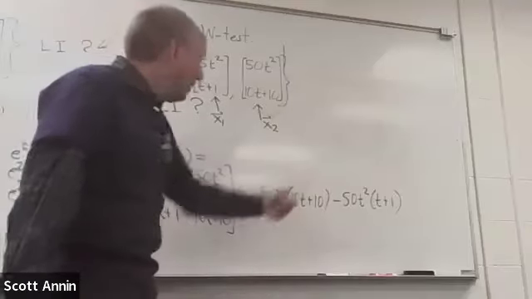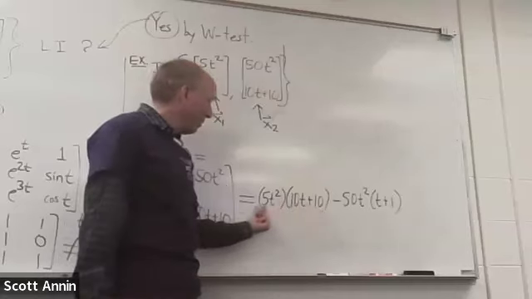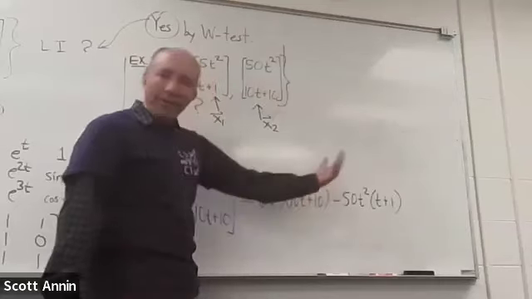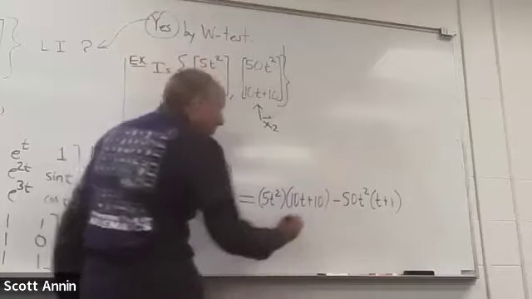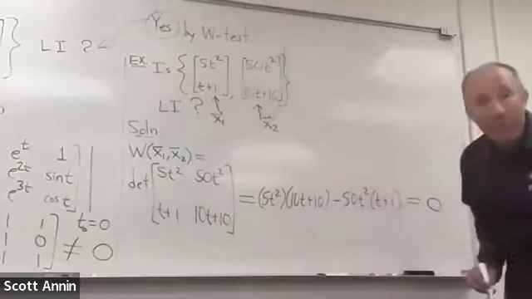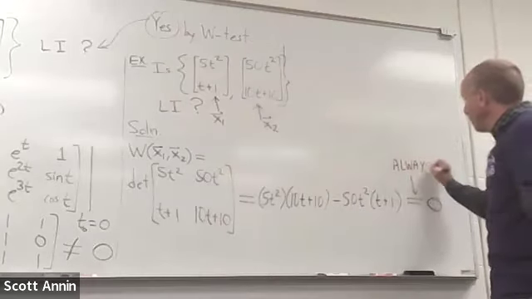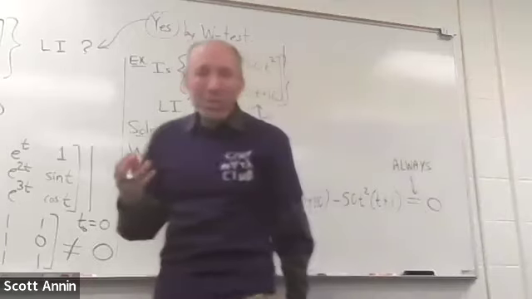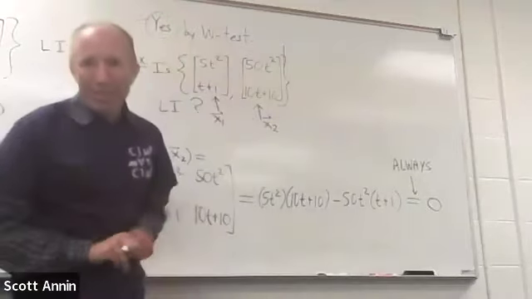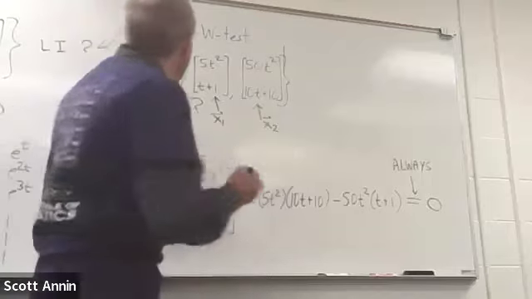And if you actually work this out, you can factor a 10 out from here and put it with the 5, and that makes 50. And then everything else is the same. And so this is actually equal to 0, regardless of what t was. This is always going to be equal to 0, no matter what your t value is. And that really settles the matter.